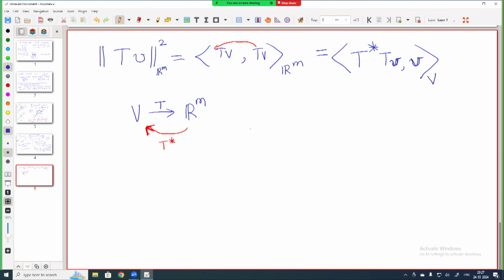Yeah, question? So, can we say that it basically preserves the norm? What do you mean by it preserves the norm? No, it does not preserve the norm. See, preserving norm is like saying the inner product of TV with itself is equal to the inner product of V with itself.